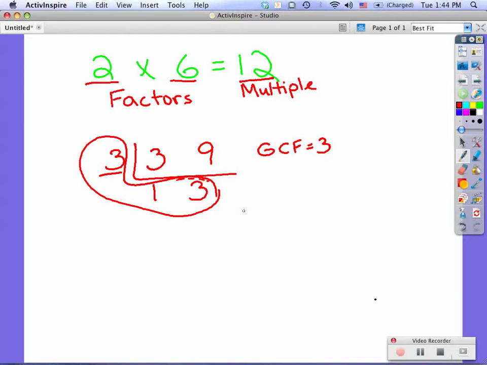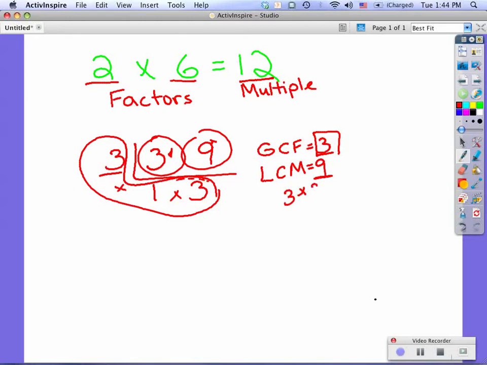So I draw my L. 3 times 1 is 3. 3 times 3 is 9. In my way to check the GCF, I know that this number has to be able to go evenly into both of those numbers, not just one. And I know that 3 goes into 3 one time, 3 goes into 9 3 times, so that must be right. And my LCM is 9. And I know that if I take these two numbers times something, I can get 9. Well, 3 times 3 is 9. 9 times 1 is 9.